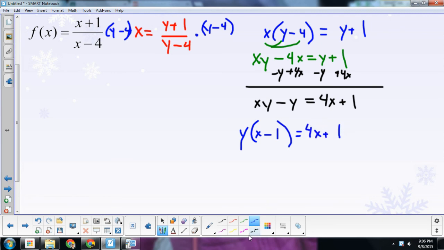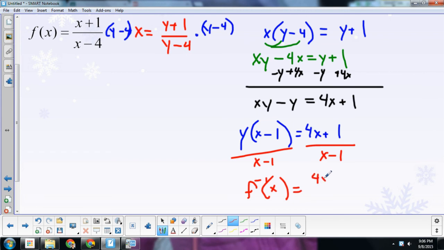So one last step, y times something equals 4x plus 1. Well, I should probably divide by that something, whatever it might be. So I divide this by x minus 1, and there we have our inverse. So f inverse of x is equal to 4x plus 1 divided by x minus 1.